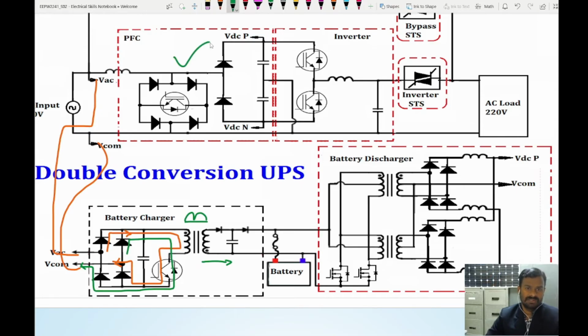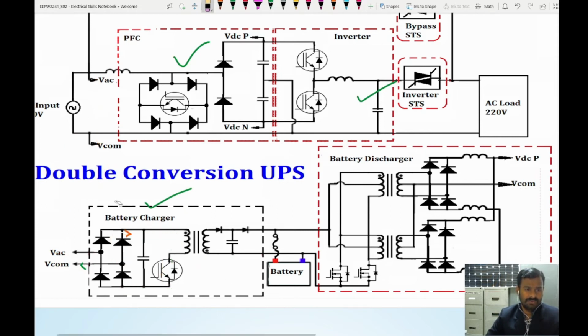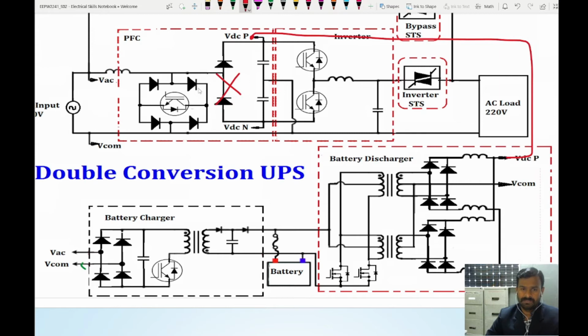So now I explained about this, and also about the battery charging unit. Now let us see how the battery discharging unit functions. When the power supply is not available from the utility, the battery discharging unit needs to feed power to the DC bus link, and from there the inverter will take the power to the load. So this DC positive point will be connected here, and this negative point will be connected to this point.